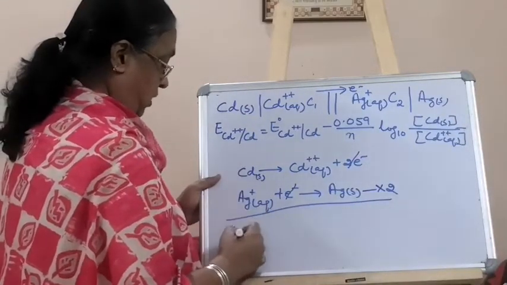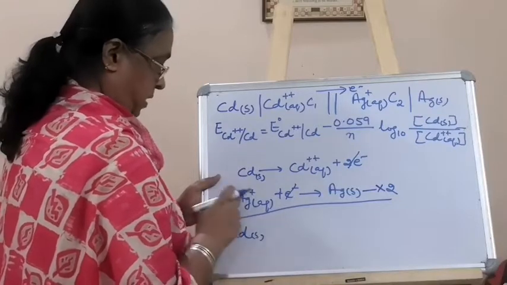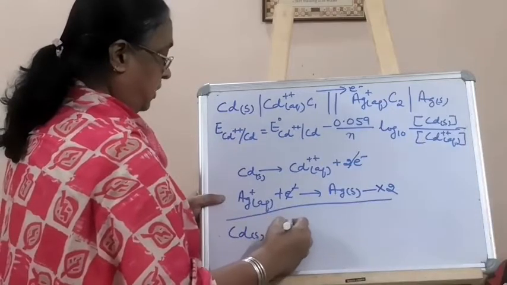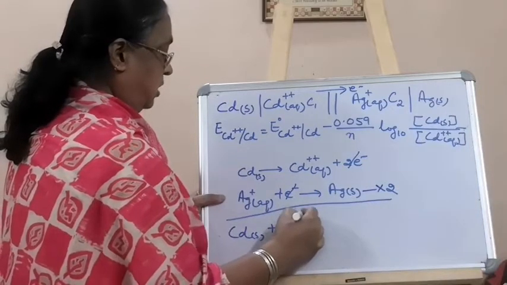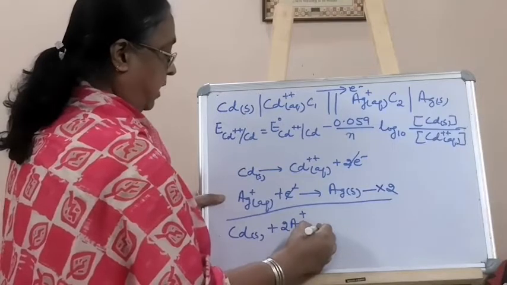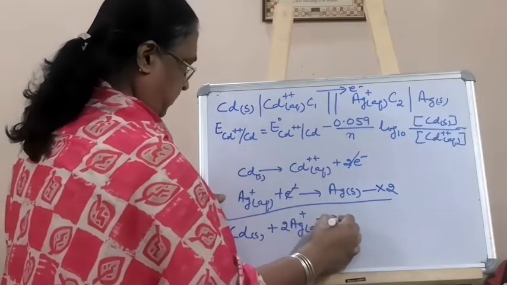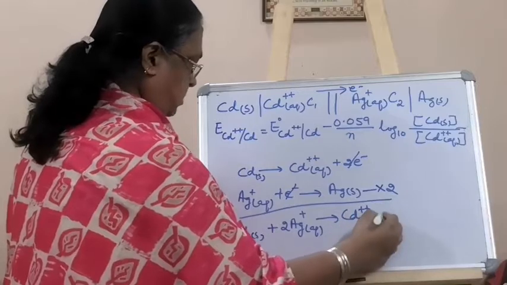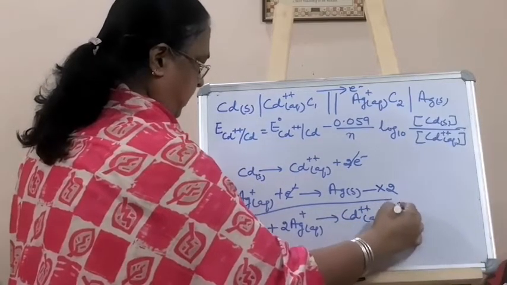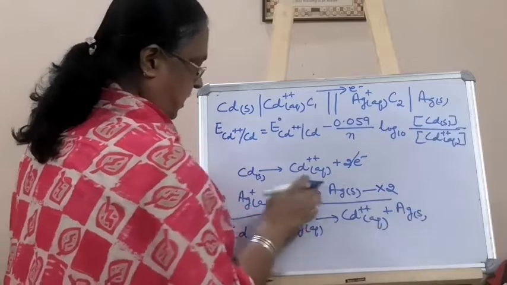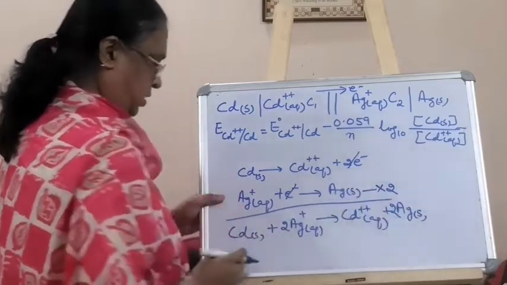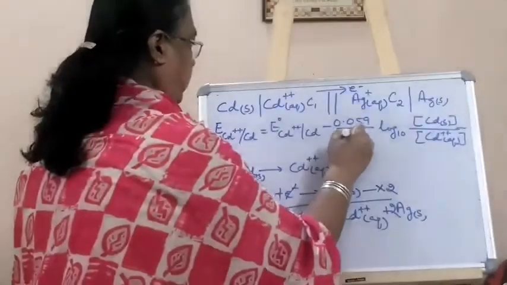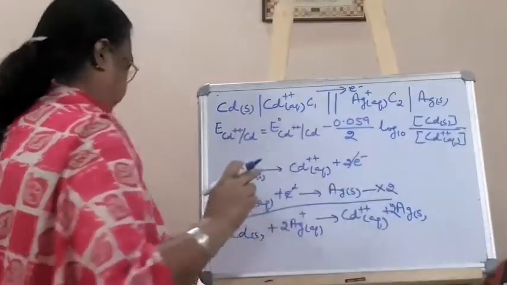So we have got cadmium solid. We have this reactant multiplied with 2, so it will be 2Ag ion aqueous. We will have cadmium ion aqueous, and we will have silver solid, but silver will be 2Ag. So how many electrons will you take? 2. Now you can write 2, since we have shown it.